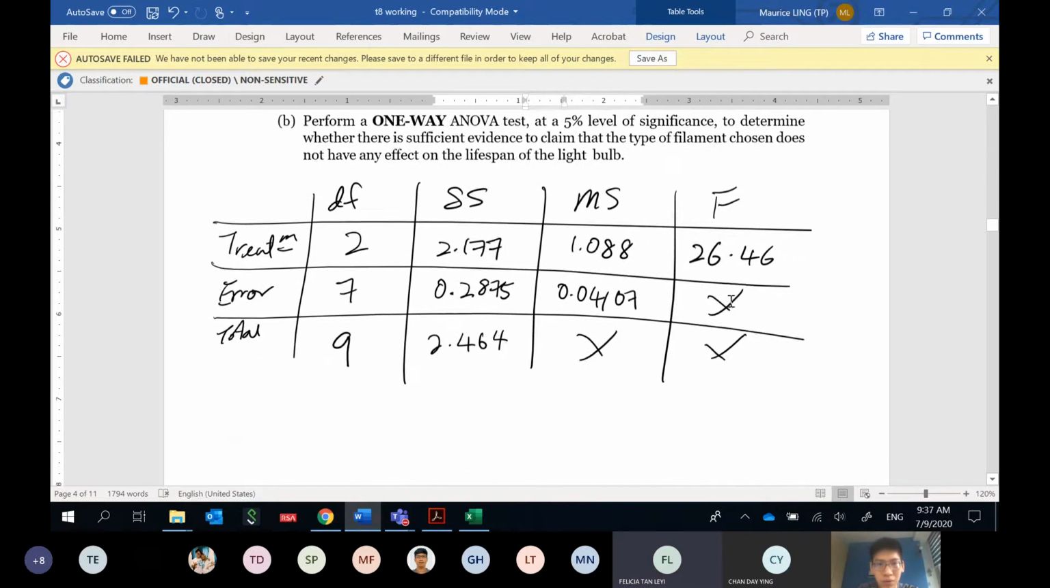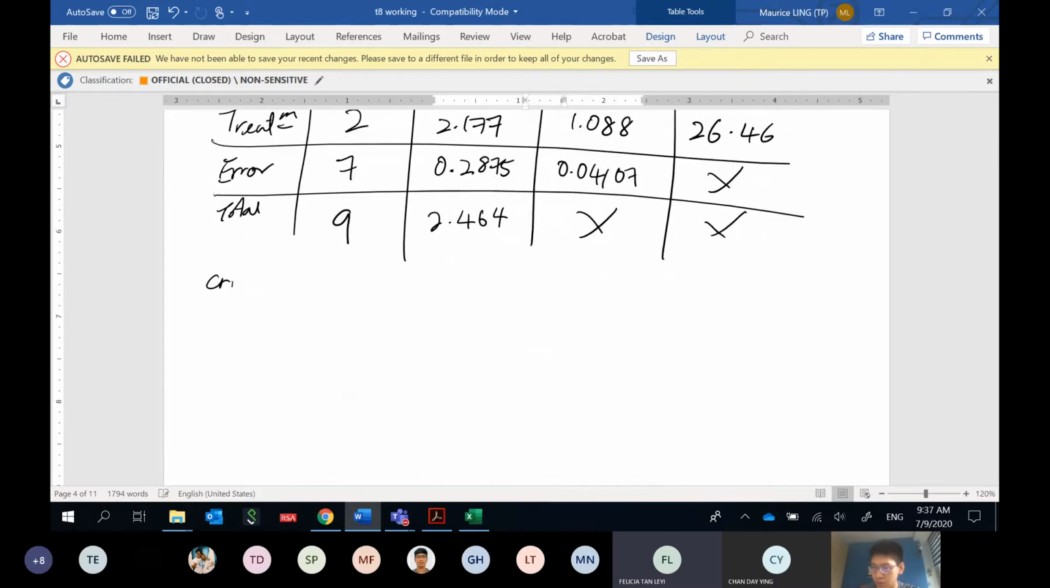Yeah. Now, what is the critical value? 0.05, and then 2.7, what will be the reading? 4.74. Okay. Because it's so much different, even this little error here is not going to make any difference. So what is your conclusion then? We reject the null hypothesis.